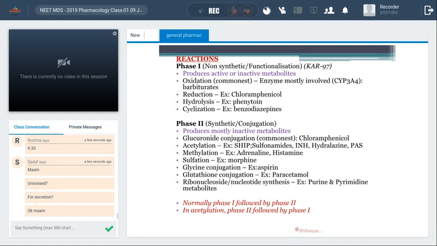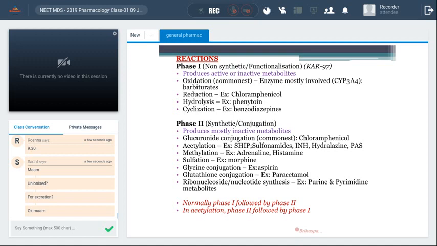Now, phase 1 is called a non-synthetic reaction, where there is no new product formed. But in phase 2, a new product is formed, so it is called a synthetic or conjugation reaction. Phase 1 is simply conversion from one form of the drug to another. It can be oxidation, reduction, hydrolysis, or cyclization. Oxidation means addition of oxygen or removal of hydrogen. So you're not getting a new molecule, it's only changing the molecule. Reduction is addition of hydrogen or removal of oxygen.